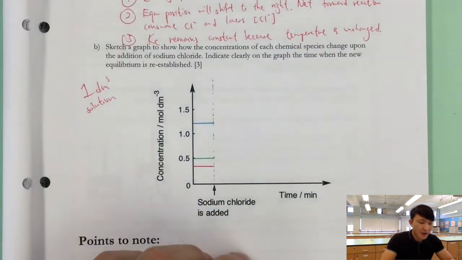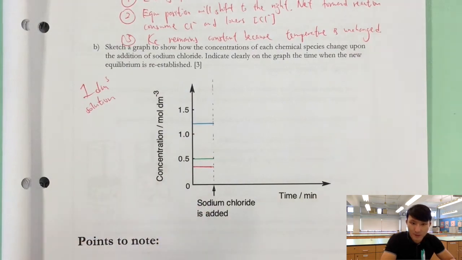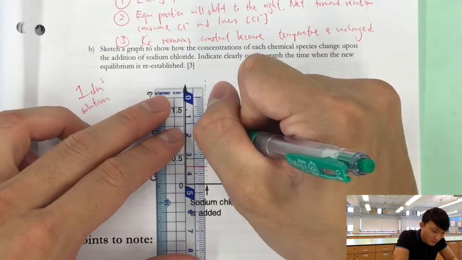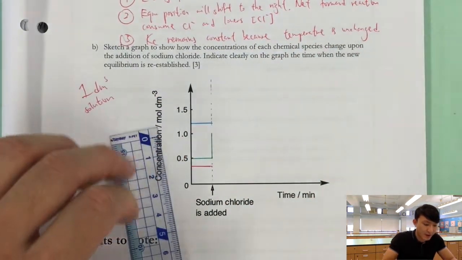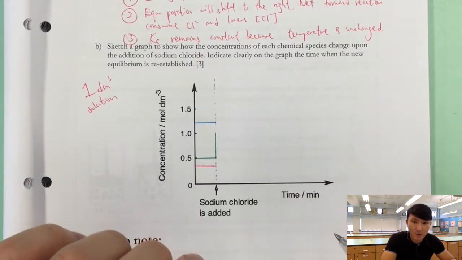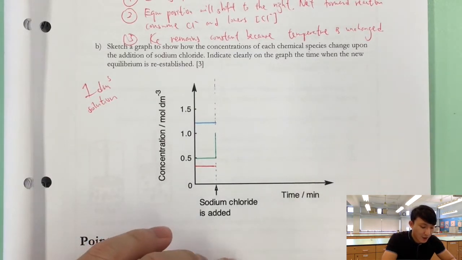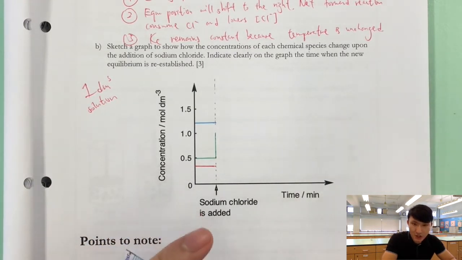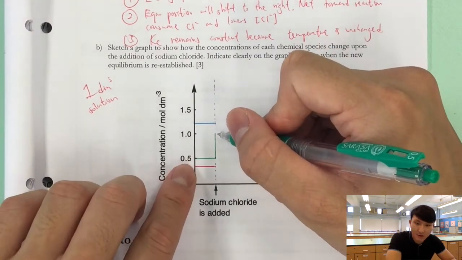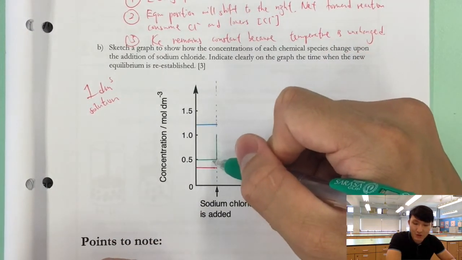Okay. Now, when we add the sodium chloride, of course, suddenly we have a lot of sodium chloride. So it jumps all the way to here, to 1, because it's 1 dm cube. Adding 0.5 mole will basically increase the concentration by 0.5 mole per dm cube. After that, there must be a change going on. So you can focus on the chloride first, because the chloride concentration must decrease. But bear in mind, it should not go back to the original level.